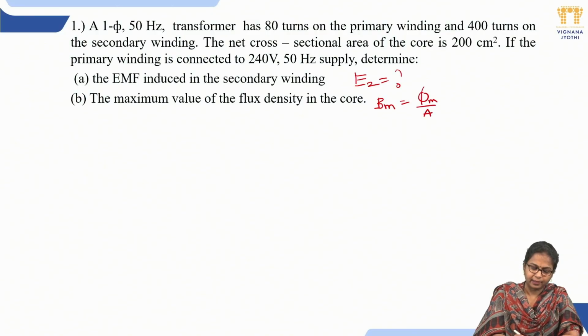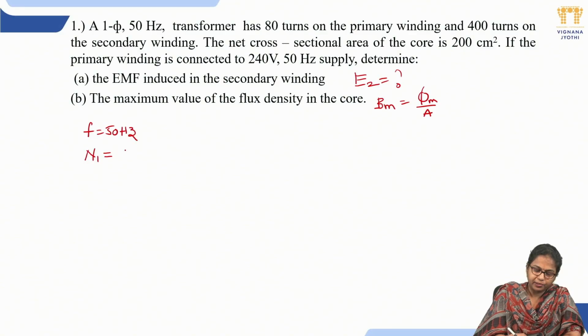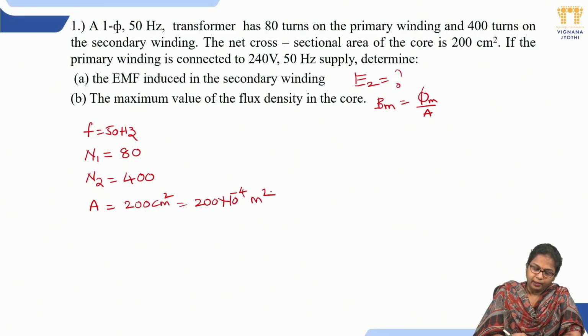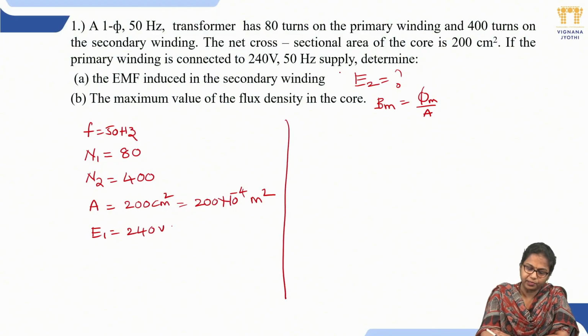So initially, let us write down: frequency is 50 Hz. N1, the number of turns in the primary, is 80 turns and N2, the number of turns on the secondary, is 400 turns, and the net cross-sectional area is given as 200 cm square. So we have to convert this into meter square. And your E1 is 240 volts.